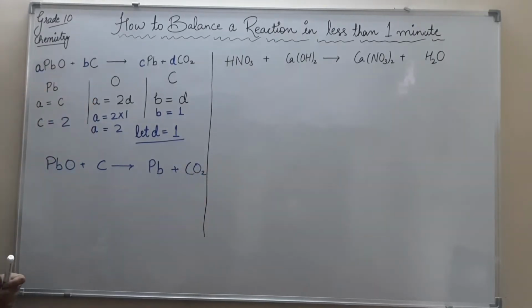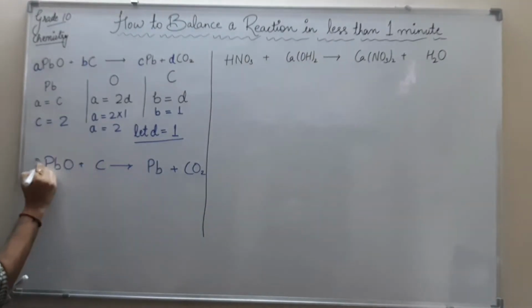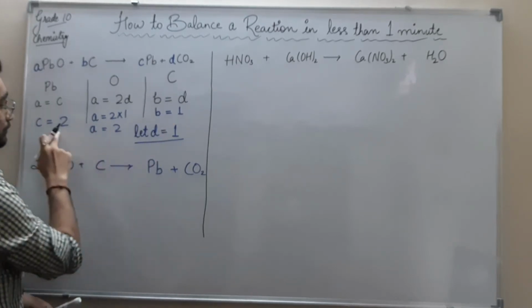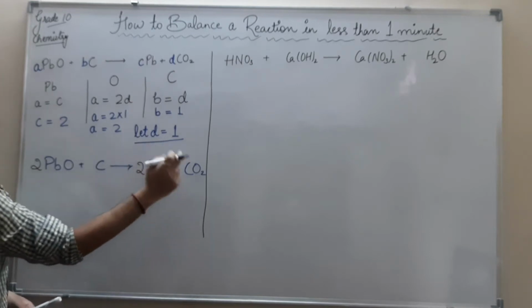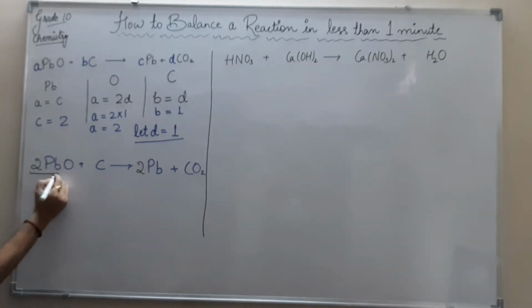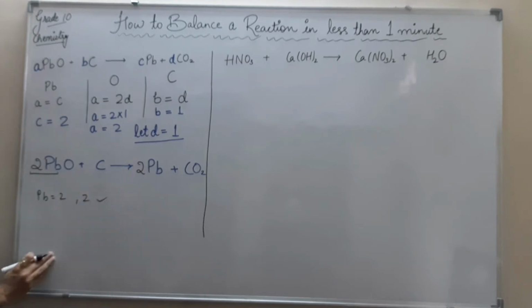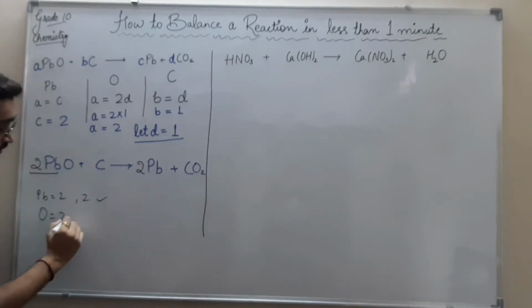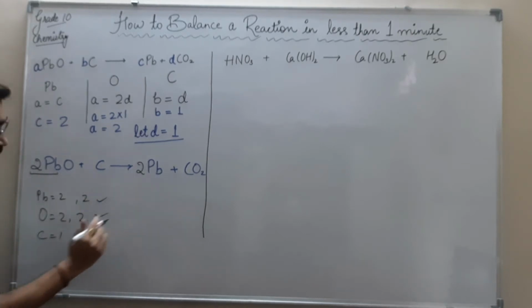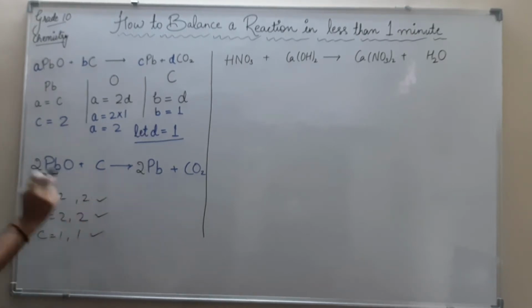Now I just write the values of the variables. A is 2, B is 1, and 1 means no need to write. C is 2, D is 1, again no need to write. Now if you want, you can check whether each element is balanced. How many Pb are there? 2 on the reactant side and 2 on the product side, so it is balanced. Oxygen: 2 on the reactant side, 2 on the product side, so it is balanced. Carbon: 1 on the reactant side and 1 on the product side, so it is balanced.